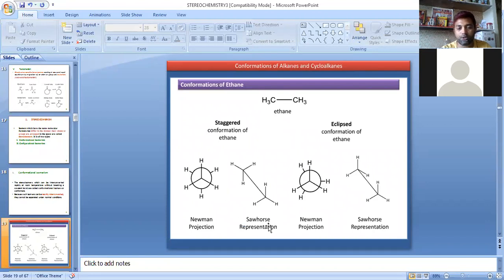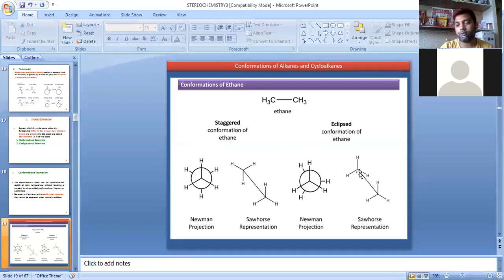Now, in the Sawhorse representation, see the back carbon, it is Y-shaped. The atoms are connected on this Y-shaped bond, okay? And in the front carbon, it is inverted Y, you see? So if this is the case on the front carbon and back carbon, it is known as the staggered conformation in the Sawhorse representation.